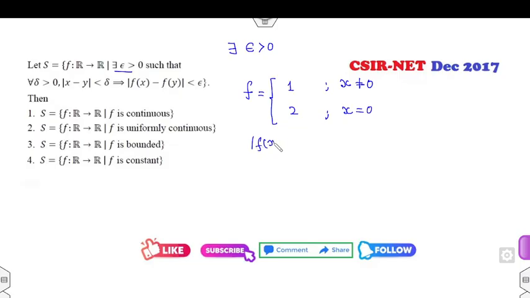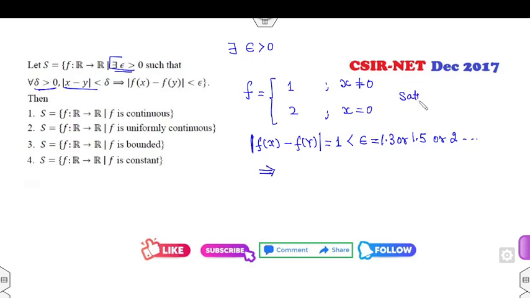Then what is f(x) minus f(y)? If both x and y are 0, then the answer will be 0. If both are non-zero, then again the answer is 0. If x is 0 and y is non-zero, then the answer will be 1. So clearly it will be less than epsilon if I choose epsilon as 1.3 or 1.5 or 2, any number. So there exists a delta such that x minus y is less than delta, because delta is positive. That means this f satisfies my given requirement. Then is it continuous?